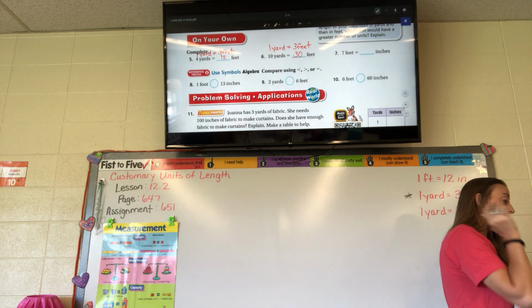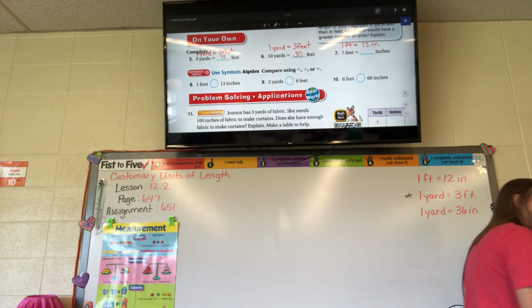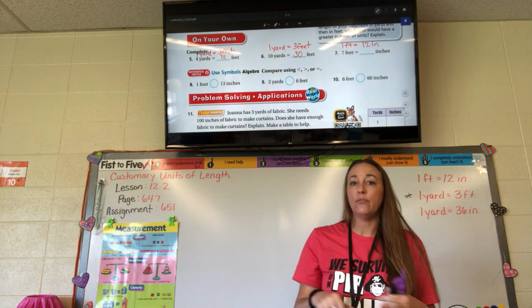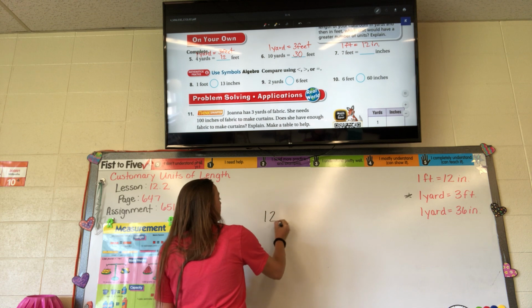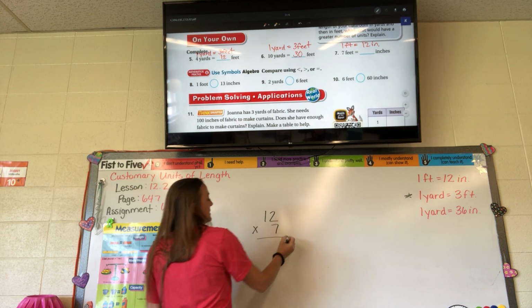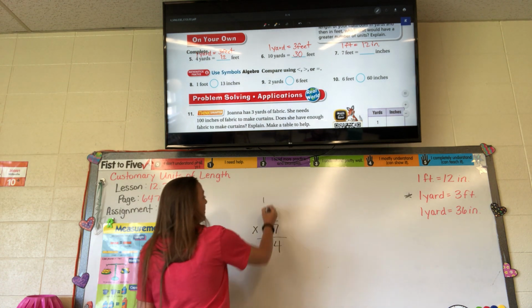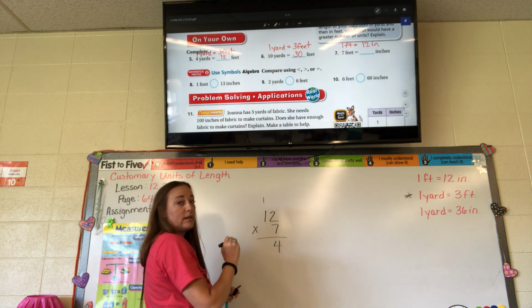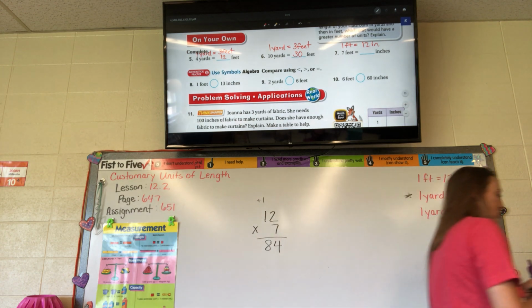Okay, here we have feet and inches. So 1 foot equals 12 inches. So 7 feet would equal, well, 7 times 12 is 84. And if you can't remember, you do it like this, 12 times 7. 7 times 2 is 14. Put down the 4, carry the 1. 7 times 1 is 7, plus 1 more is 8. So 84 inches.